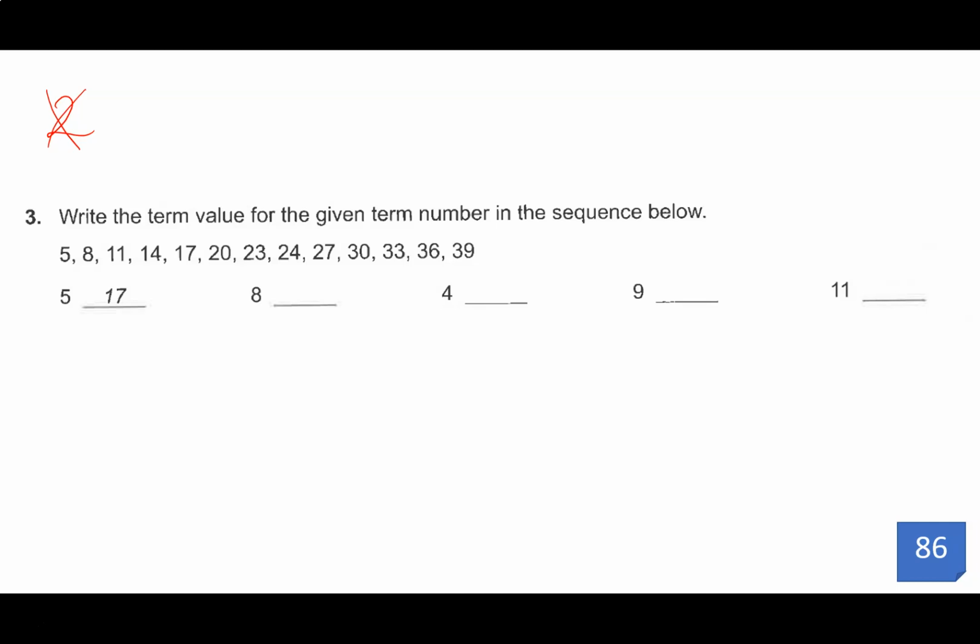All right, so this number here is telling us the term number, so the position in line. So in the 5th position we have, let's see, 1, 2, 3, 4, 5, we have number 17. All right, this was the 5th position. What number is in the 8th position? This would be the 6th, 7th, 8th. 24 is in the 8th position. Please finish the rest of question 3 by yourself.